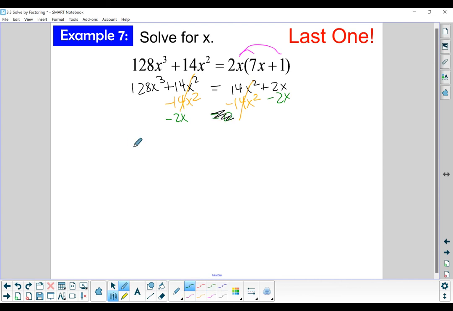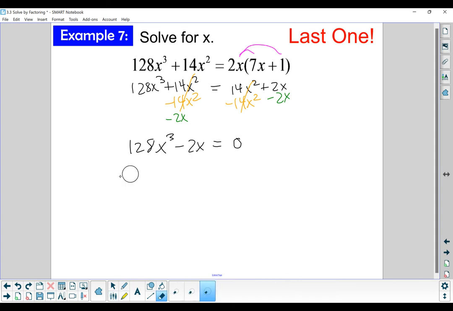Oh, I don't know why I wrote that. That's kind of funny. Okay, 128x to the third minus 2x equals 0. Okay, so we have a common factor here of 2x. I think my battery is dying because my handwriting is getting really bad.